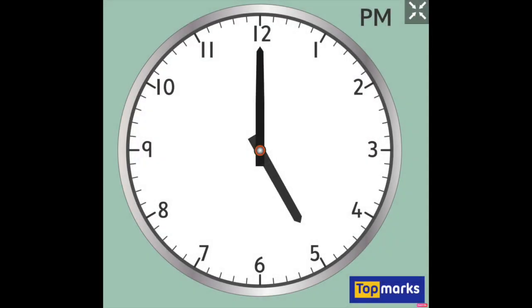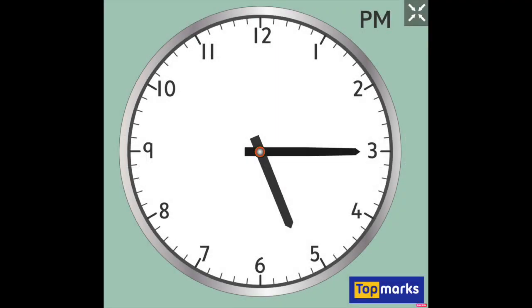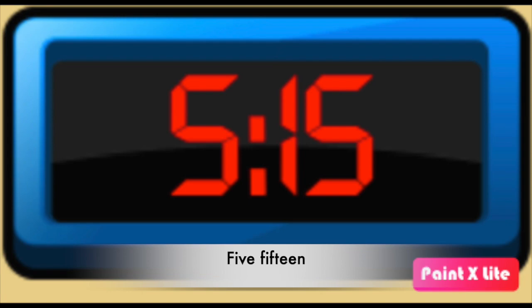So 5 o'clock on an analog clock would look like this, and on a digital clock it would look like this. The hour first, 5, followed by 2 dots, and then a 00 because no minutes have passed. 5:15 on an analog clock would look like this, and on a digital clock it would look like this. The hour first, 5, followed by the 2 dots, and then the number 15 because 15 minutes have passed. So 5:15 can also be called quarter past 5.